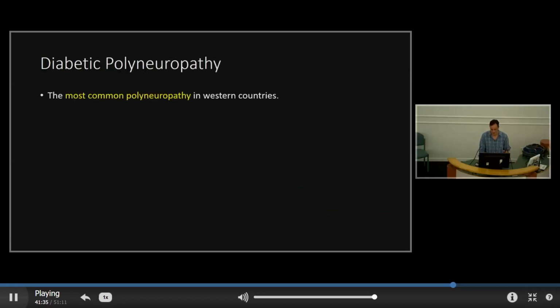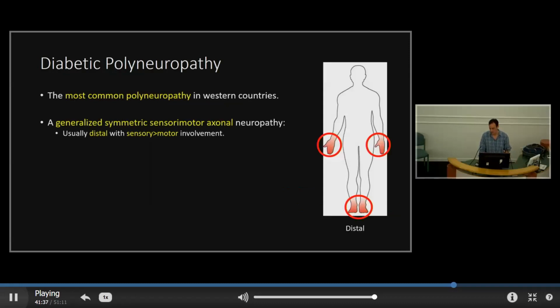The diabetic polyneuropathy usually starts distally in the feet, involves the hands later. It's sensory first, motor later. There's often a coexisting autonomic neuropathy because it likes to go for the small nerves first. And the autonomic nerves are small nerves. So you might have postural blood pressure drops when the person stands up and so on.